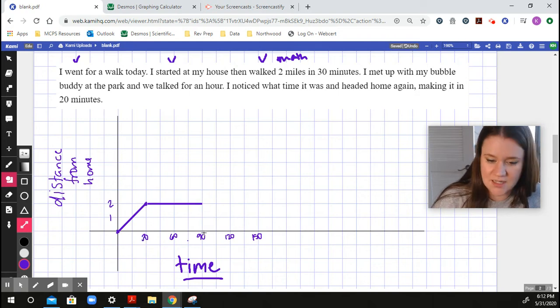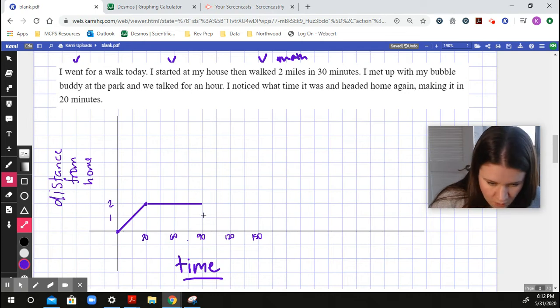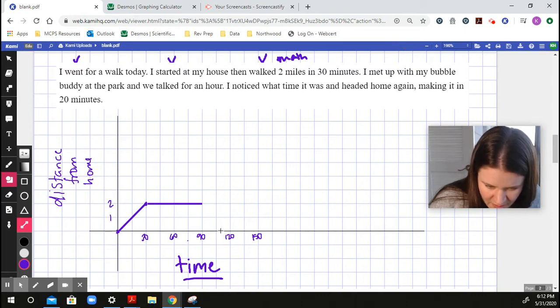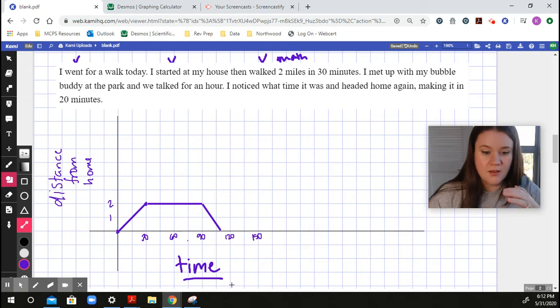So from 30 minutes to 90 minutes, I noticed what time it was and I headed home again, making it in 20 minutes. So if I went to here, that would be 30 minutes, right? And that's too far. I could have picked a better number here. I know that there's 15, so it's going to be a little bit more. So maybe right here, and I'm going to just connect those. I know I connected them backwards, but that's okay. This is a little bit of an estimate, and that's all right.